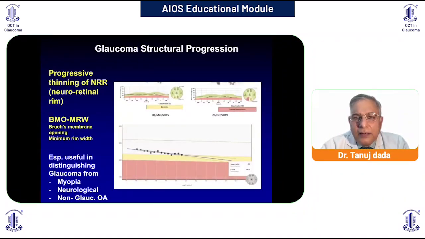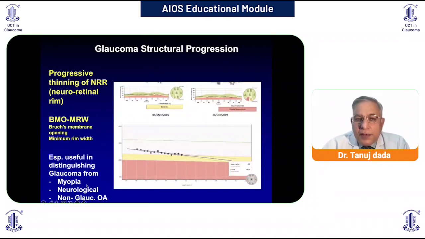Another parameter that you can evaluate on follow-up is the neuroretinal rim, also known as the Bruch's membrane opening minimum rim width on the Spectralis machine. This is basically a neuroretinal rim thinning visible on follow-up, and this is especially useful if you get artifacts affecting both the macula and the retinal nerve fiber layer.